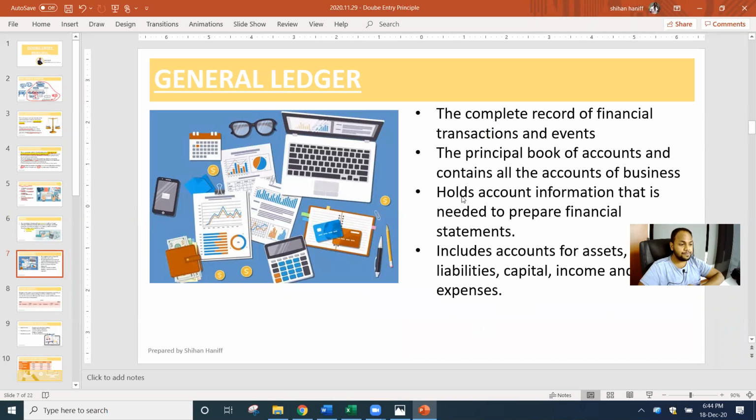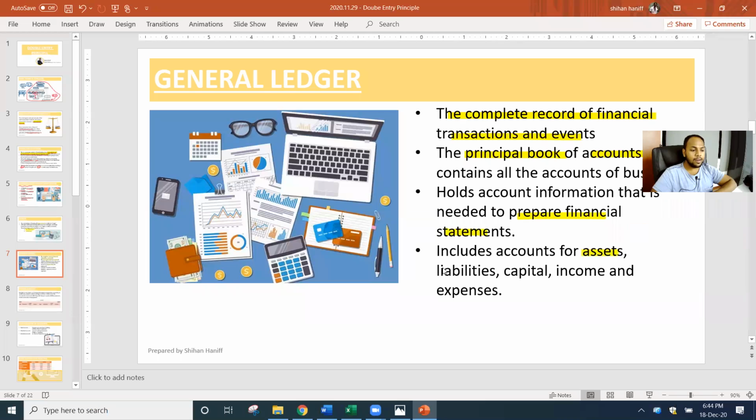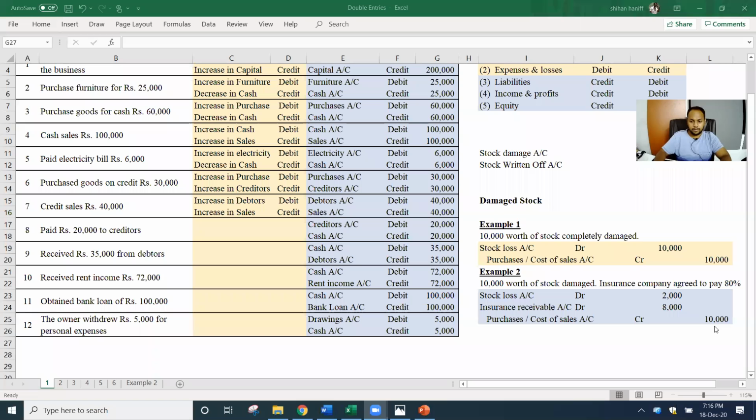So what is the general ledger? A complete record of financial transactions and events. So all the transactions and events are recorded in this general ledger. Right? So this is the principal book of accounts and contains all the accounts of the business. And it holds account information that is needed to prepare financial statements, mainly the assets, liabilities, capital, income, and expenses. So we have these.